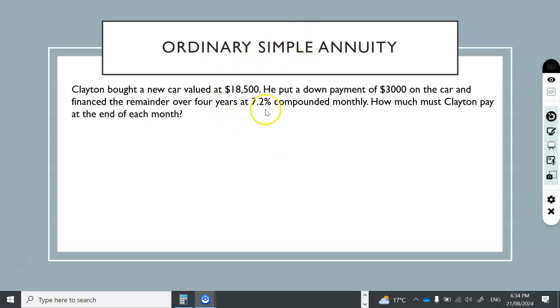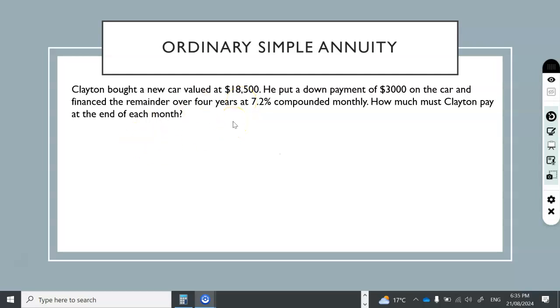Because it's purchasing a car, a property, it is considered the present value. Out of $18,500, the $3,000 is the down payment, and therefore the remaining amount is your present value.